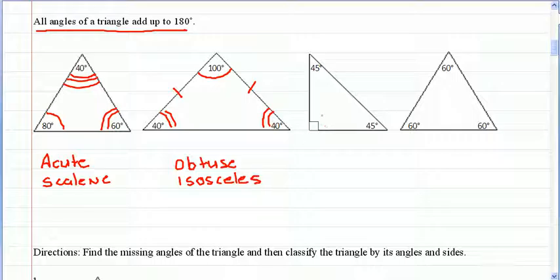In the next triangle, we have a 90-degree angle, so therefore it's a right triangle. And we also have 2 45-degree angles. So since these 2 angles are the same, that makes these 2 sides the same, so these are the legs of an isosceles triangle.